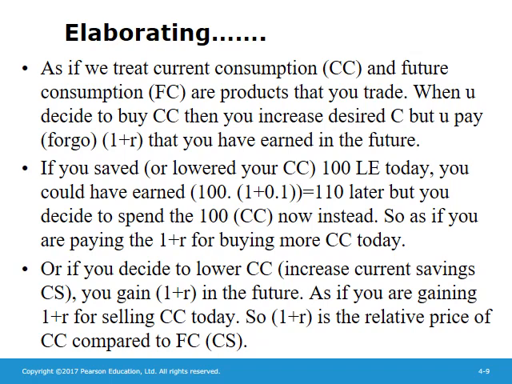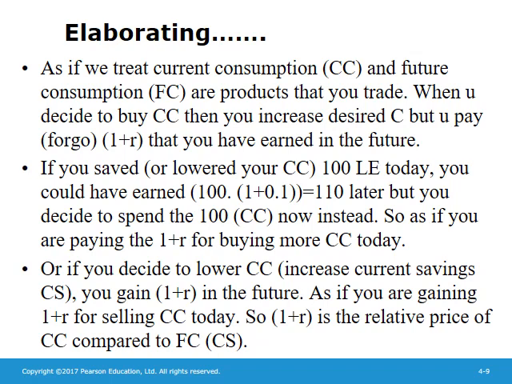So if we look at it in a different way, current consumption and future consumption are two products that I decide to trade with each other. I decided to, for example, increase my current consumption, to buy more current consumption, which means I have to forego the £10 that I was going to earn later in the future due to this interest rate. So the cost that I'm bearing is the 1 plus R that I lost due to the decision that I took by increasing the current consumption.